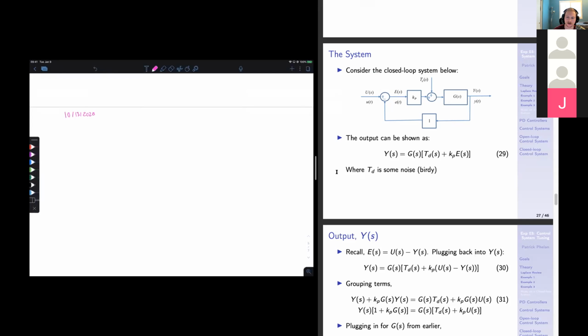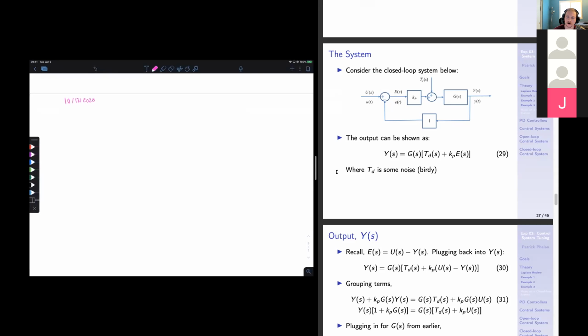So right now we are adding this kind of force right here called TD. And TD, that's going to be some noise on the system. So for our lab, that's going to be our bird. We have an eagle and we have a hawk that smack into an airplane and they cause a disturbance on the system. So that's going to be big T of D. Okay, so that's our noise that we have.